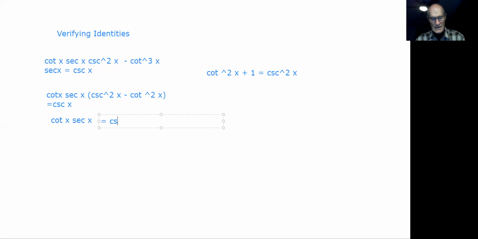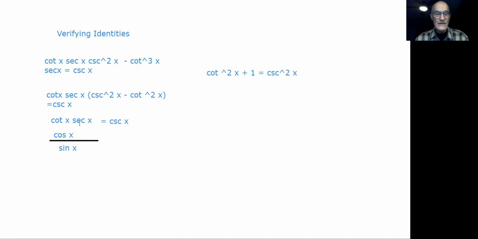the cosecant x. Now, when you get something like this, what you want to do is go ahead and change everything to sine over cosine. So I'll draw my division line across here. The cotangent gives me a cosine x on the top and a sine x on the bottom.